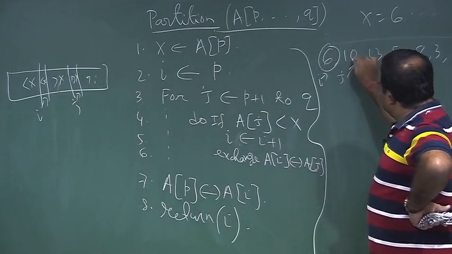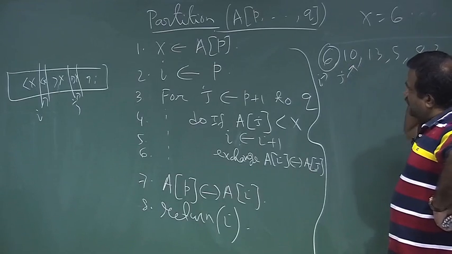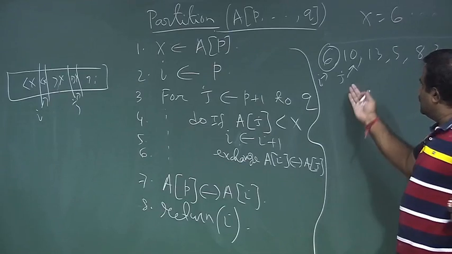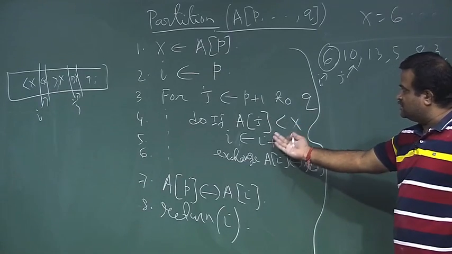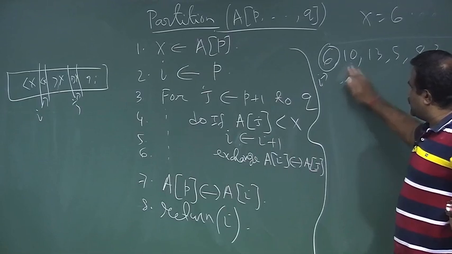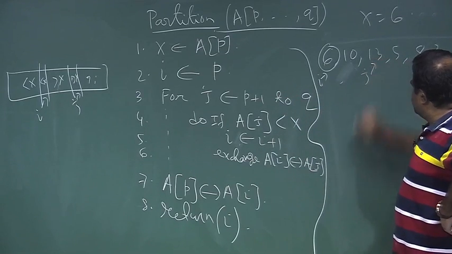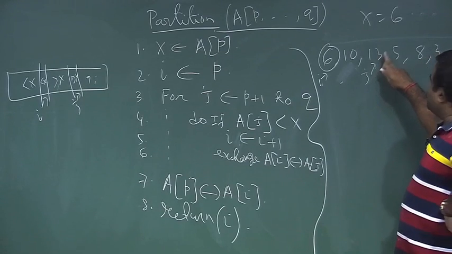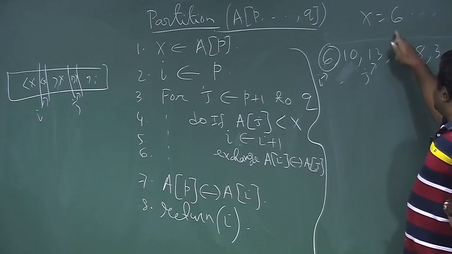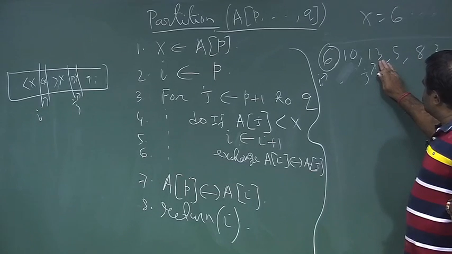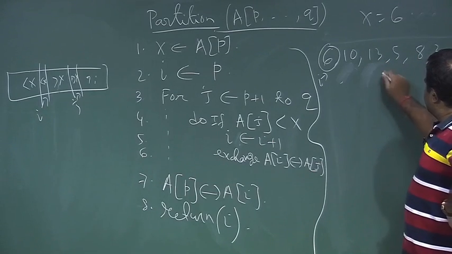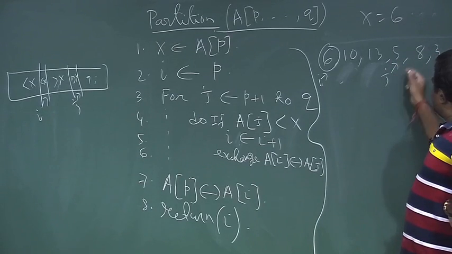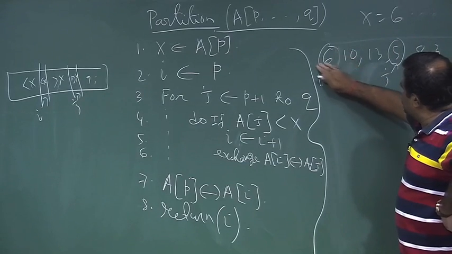So, now we check this, this is our a_i. Now, if a_j is greater than x, then no need to do anything, we will not enter into this if. Then j will be increased by 1 just by this for loop. Now, j is pointing here. Now, again a_j is 13, which is greater than x, x is 6. So, again we increase j by 1. So, j is now pointing here. Okay, this is our a_j.